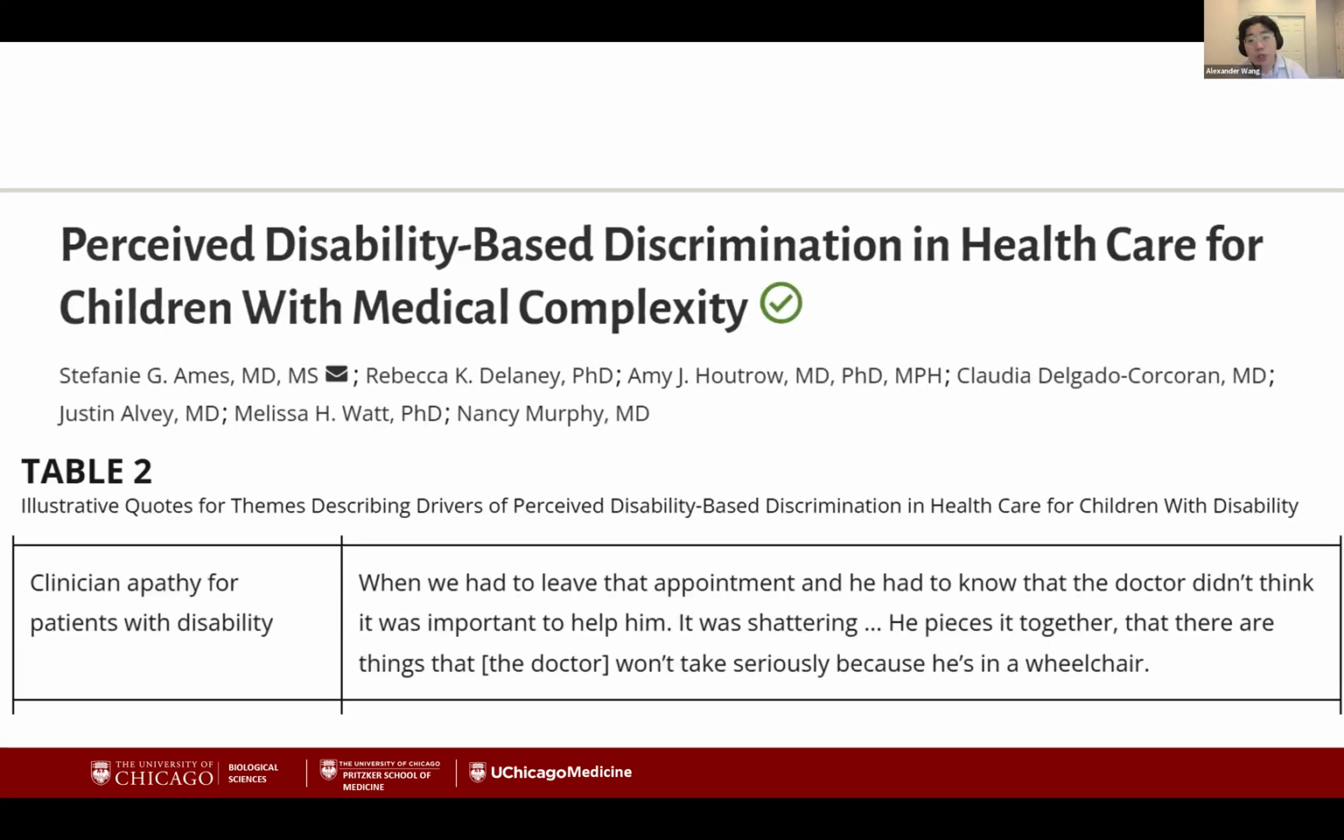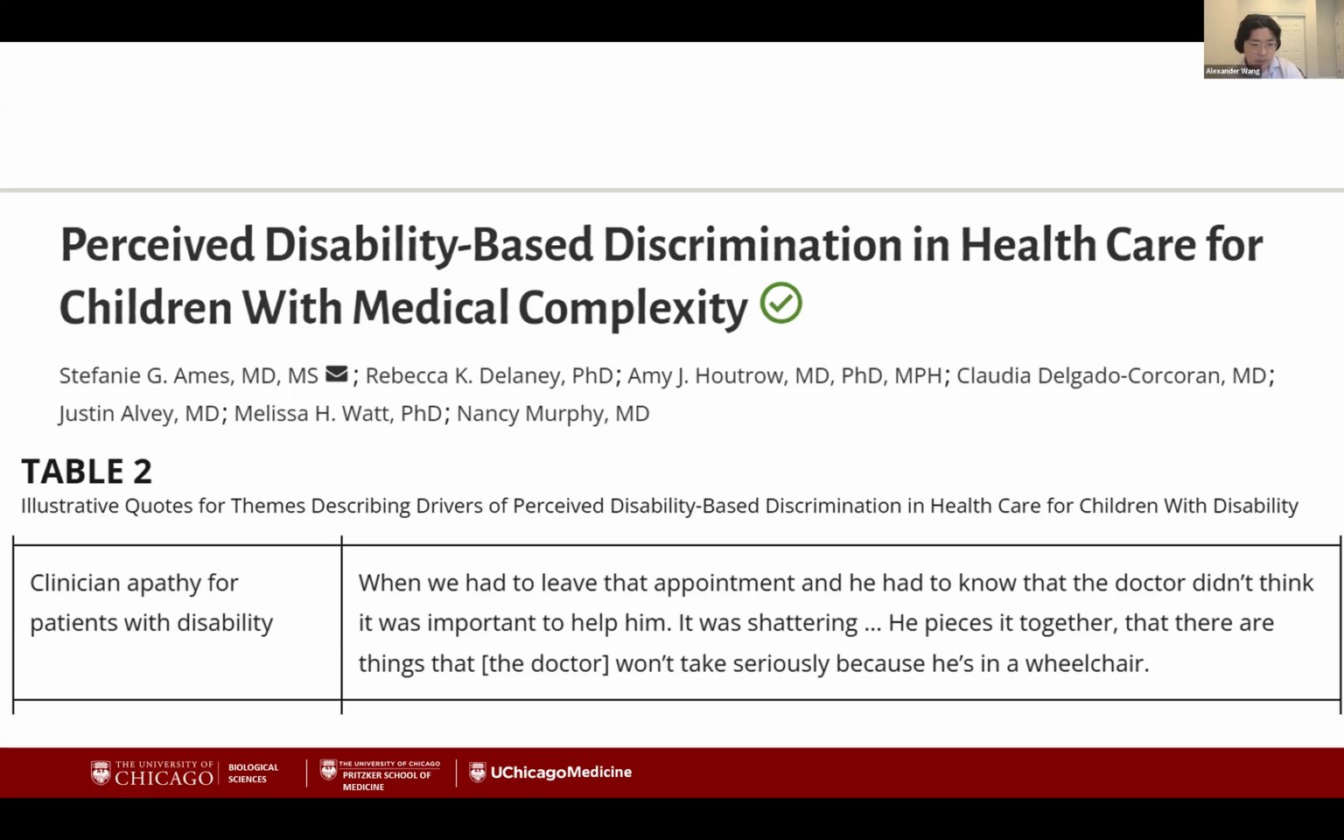So this was a 2023 article from the American Academy of Pediatrics. This research team, I think, is based at the University of Utah. They did a study looking at caregivers and the perceived disability-based discrimination in healthcare for children with medical complexity. And they talk about a lot of things, but in this particular table, they talk about one of the quotes and representative driving themes that the caregivers identified. And one of them is clinician apathy for patients with disability.